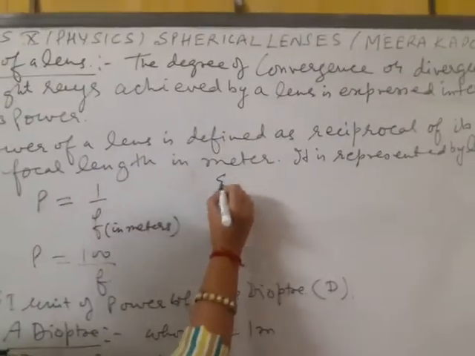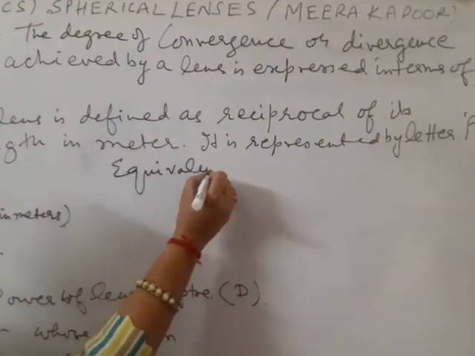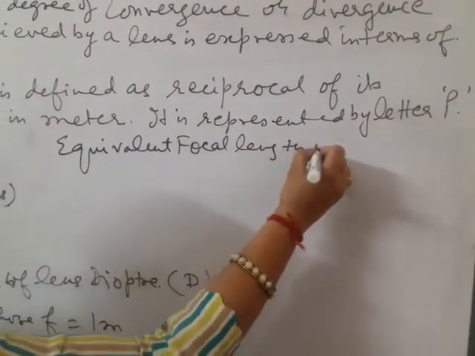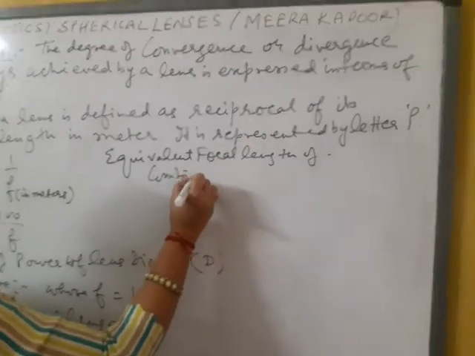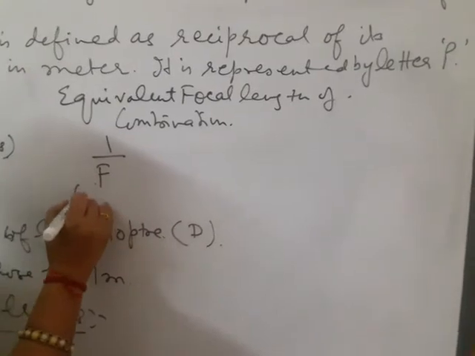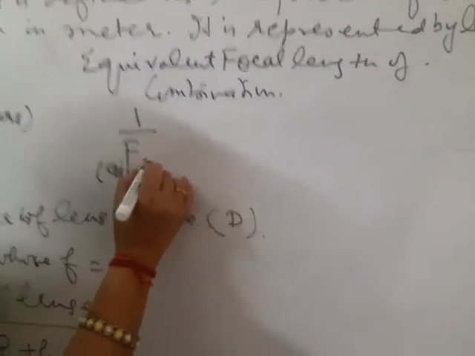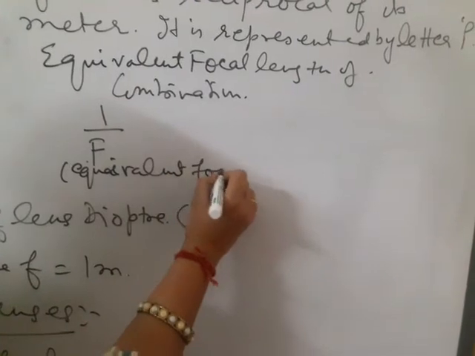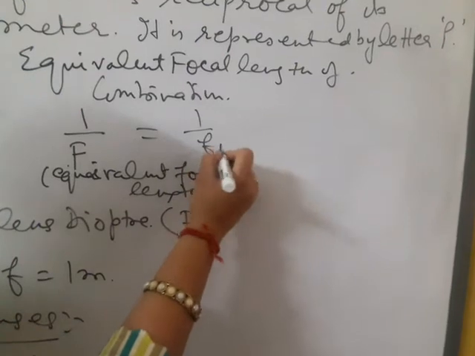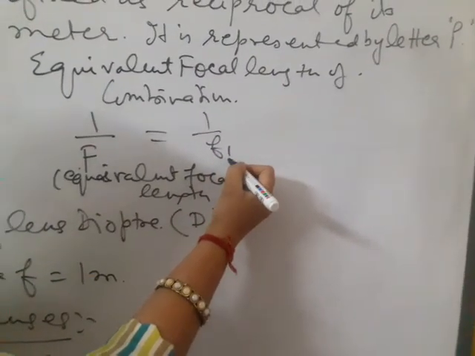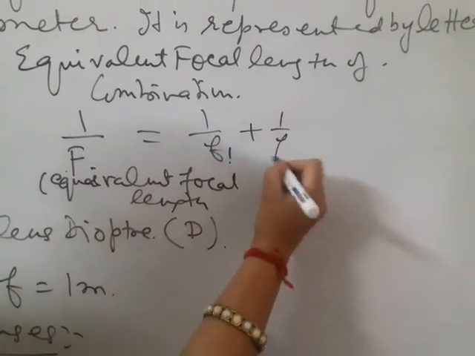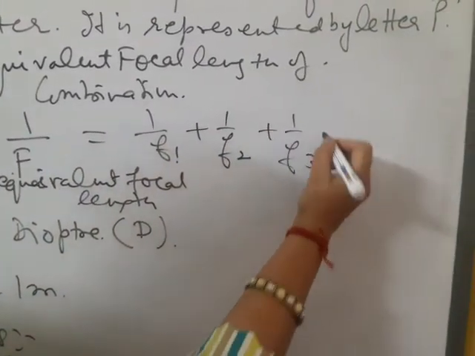And if we want to find out equivalent focal length of combination, that is equal to 1 by F. F is equivalent focal length, that is equal to 1 by f1, where f1 is focal length of lens whose power is p1, plus 1 by f2 plus 1 by f3 and so on.